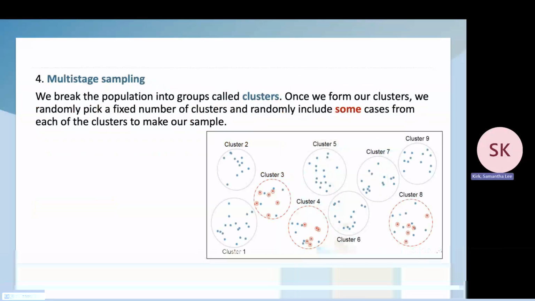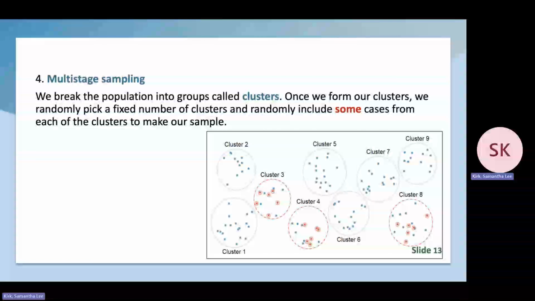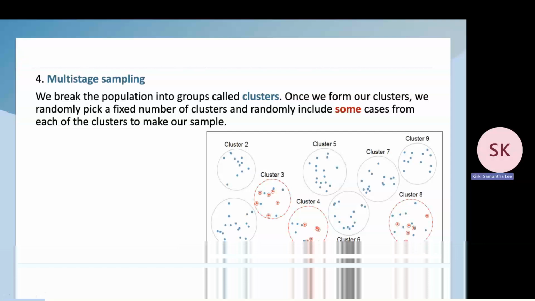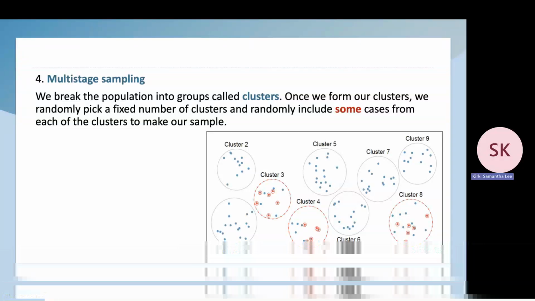We have one more example of sampling, and it's not really a new sampling method. It's cluster sampling, but on a budget. So multi-stage sampling is where we break the population into groups called clusters. Once we form our clusters, we randomly pick a fixed number of clusters and randomly include some cases from each of the clusters to make our sample. In cluster sampling, we used all cases. In multi-stage sampling, we use some cases.